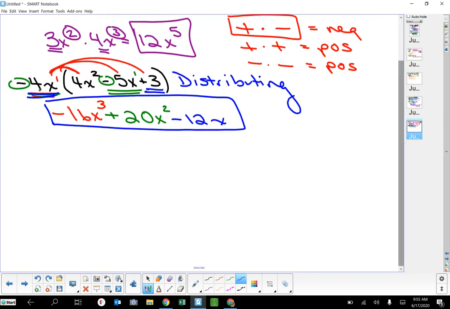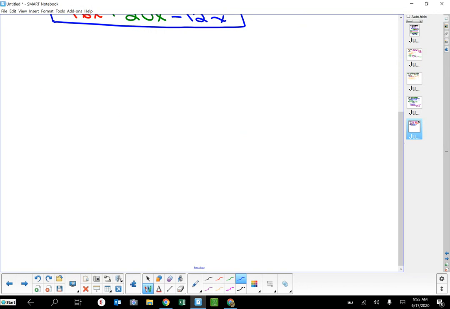Okay. The next example is an example of, you may have learned it as foiling back in your Algebra 1 class. Typically, it's taught with two binomials, but it doesn't have to be binomials. These could be trinomials. They could be giant polynomials. It's the idea of distributing every term, right?